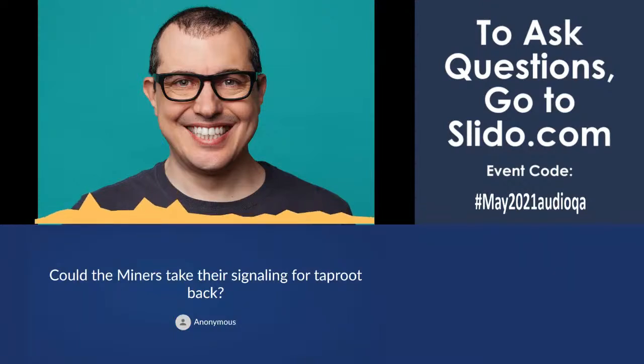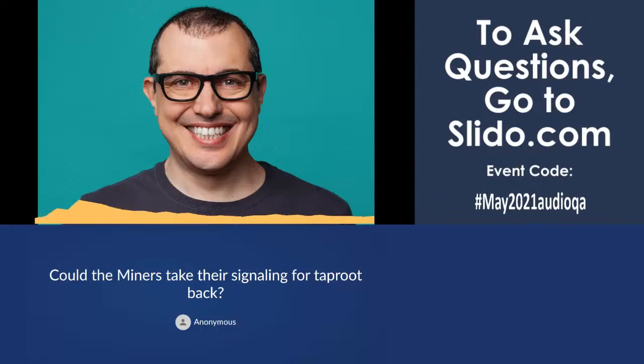Anonymous asks, could the miners take their signaling for Taproot back? That's a great follow-up question. They can take their signaling for Taproot back before it is activated. So before it reaches the 90% threshold in 2016 blocks. If 1815 out of 2016 blocks signal for activation, Taproot gets locked in. At that point, it doesn't matter what the votes are after that. The software then ignores block versions and votes after that moment.